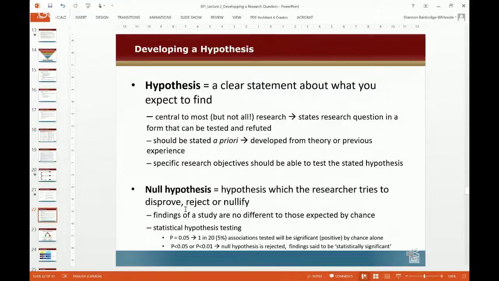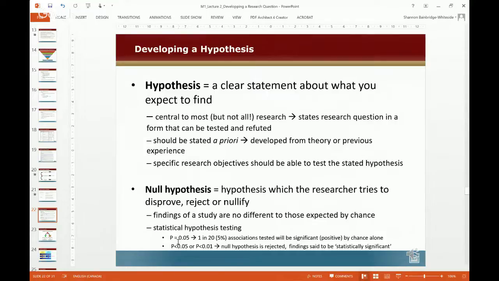And often your null hypothesis is saying that any findings that you see are by chance alone, that there's really no association or there's no improvement, that anything you see is just strictly happening by chance. And really when you're doing statistical hypothesis testing, so in Module 4, you'll be talking a lot about this, what you're doing is you're trying to determine whether you can disprove the null hypothesis.